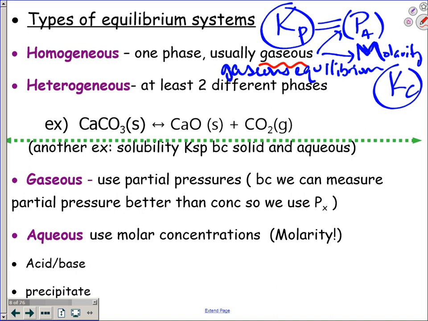Did you guys read about that? The formula? Okay, we'll read that too. Heterogeneous means just two different phases. You can see what's happening in this process here. Example, calcium carbonate.